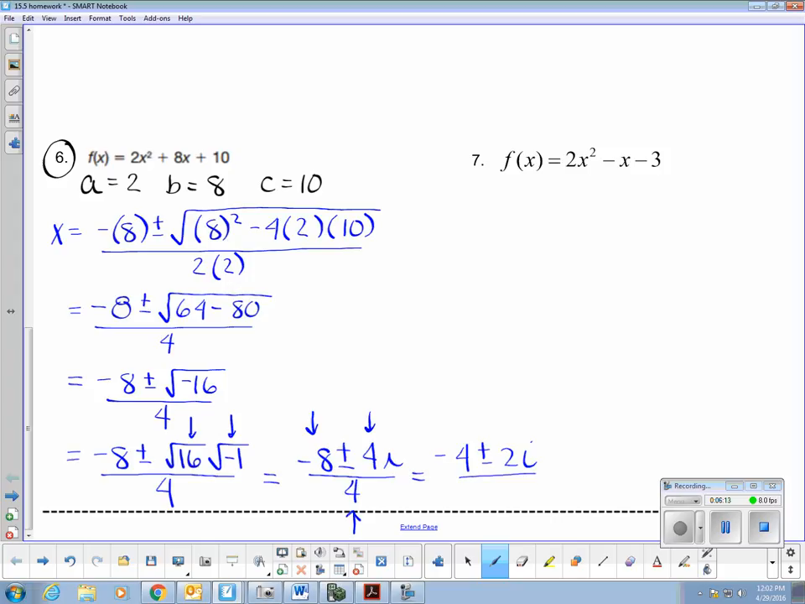Oh, let's go back. Actually, I should be dividing by 4. So sorry, let's try that again. Yeah, they all have a common factor of 4. Let's divide each term by 4.